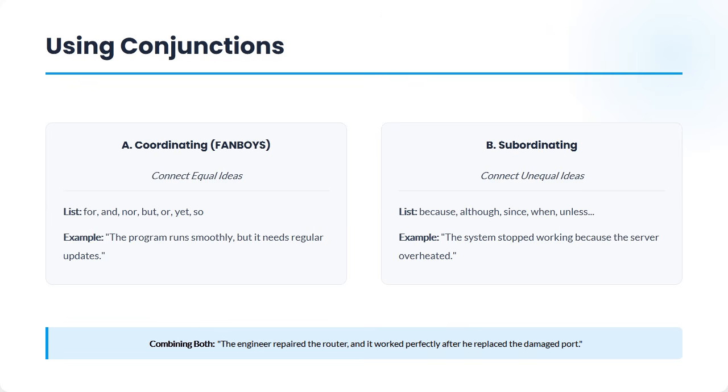So if we combine the two, we can say: the engineer repaired the router and it works perfectly after he replaced the damaged port. Of course, it is a long sentence, but the coherence exists. There is a logical flow of the ideas. They are related smoothly by the conjunctions. So, the idea of the full sentence is clear.